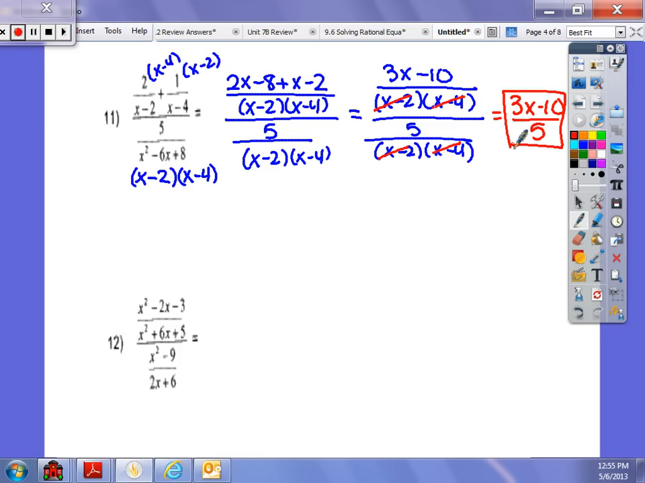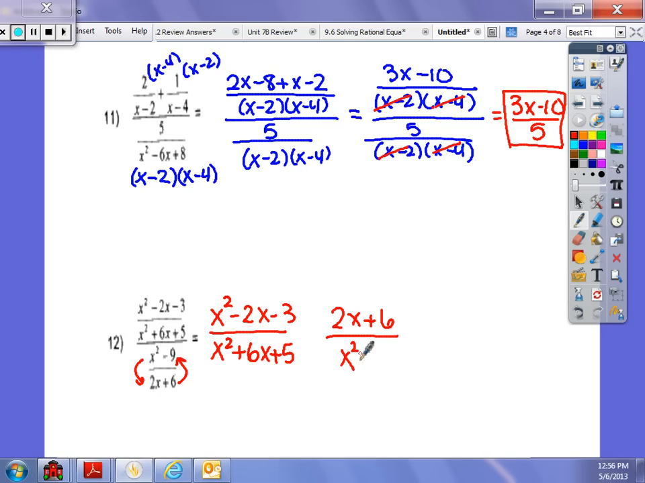Alright, the next one, what you might want to do first before you do anything is rewrite it. And what I mean by rewrite it is flip this denominator before you even start factoring. And then it becomes a problem like the last test. And take this fraction bar and change it to multiplication. So now we can start factoring.